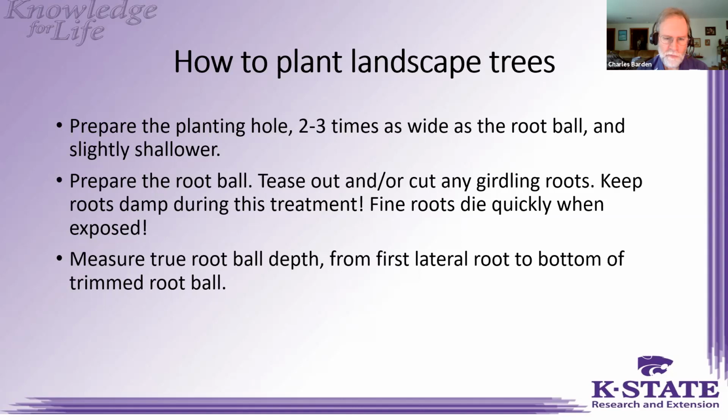And then measure the true root ball depth, which may be less than what you saw in the pot or what you saw in the ball and burlapped picture. So to measure the true root ball depth, you find the first major lateral root going out from the trunk sideways, and then you measure the depth of the trimmed root ball. If you have to cut any roots from the bottom and tease out those roots, that may make the root ball more shallow. So get the true root ball depth by measuring it from the first lateral root down to the bottom of the trimmed root ball.